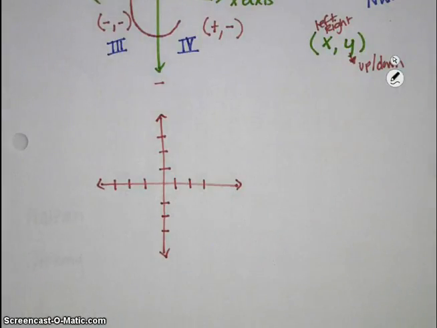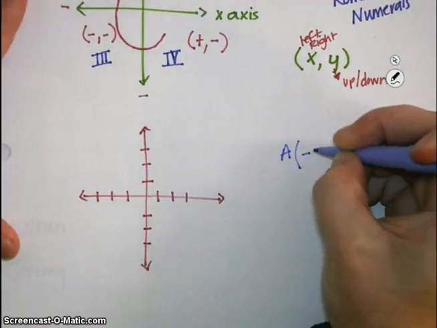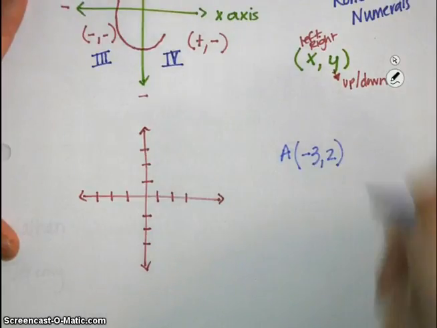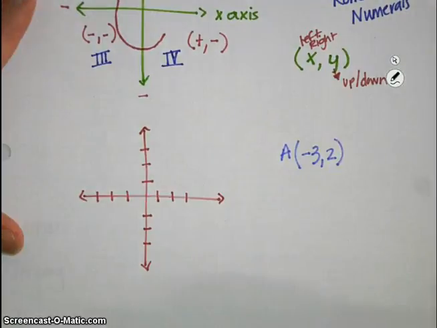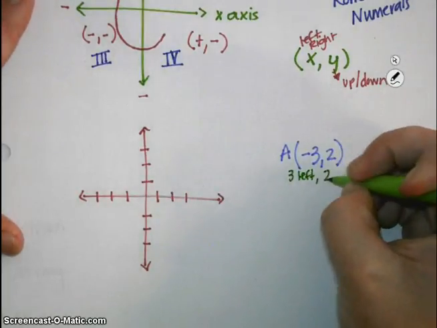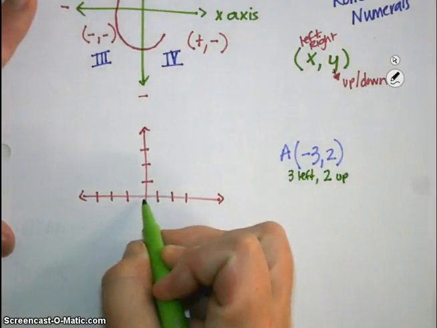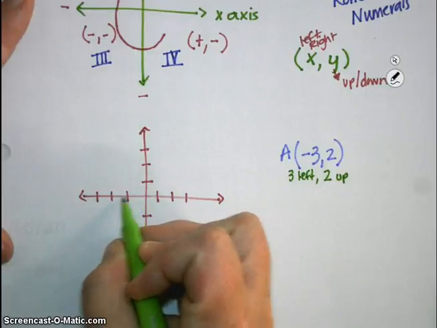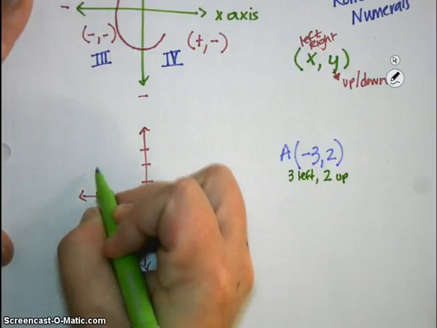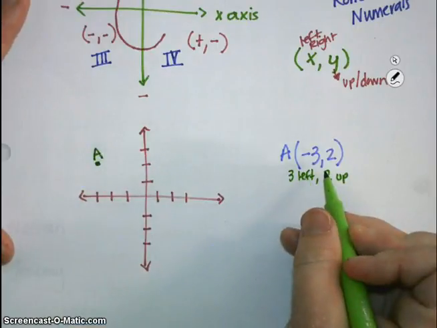So now we're going to plot a couple of points and determine which quadrant they're in. So the first point we're going to plot is point A, which is going to be (-3, 2). So -3 refers to 3 to the left, and the positive 2 refers to 2 up because it's positive. So I'm going to go from the center, the origin, (0, 0), and go 3 to the left, 1, 2, 3, and 2 up, 1, 2, and plot a dot. And I'm going to label it with the capital A because that's what I said my point was called.